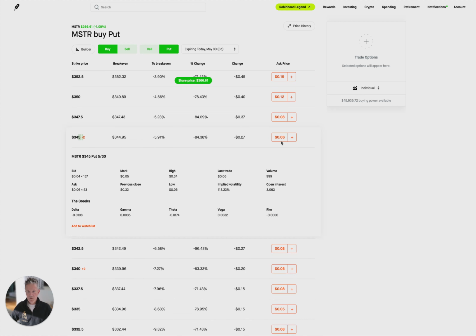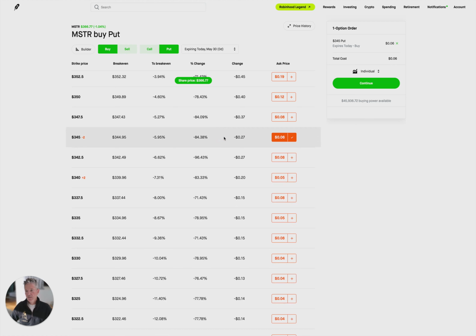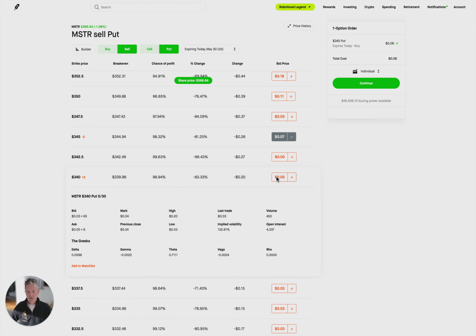Once we have the 345, we can select it, and we are going to buy that back, and it has a cost of 6 cents. Once we've bought that back, then we need to sell the long leg, and that is down here at 340. You can see that here. So we can select that, and now we have a total cost of 4 cents, which you can see up here.